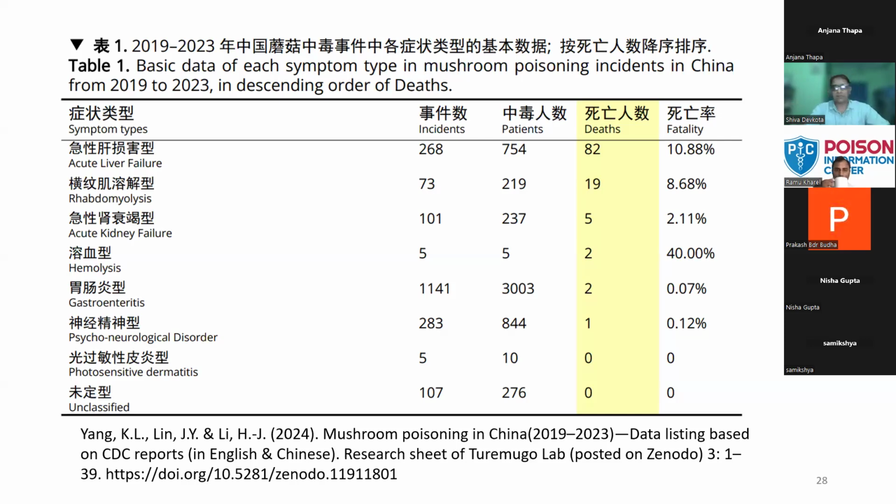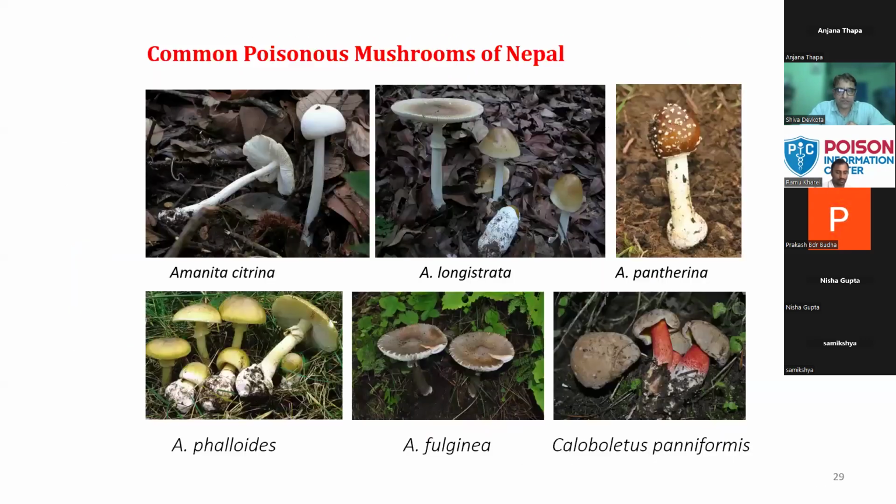So I'm not going to talk much about this kind of science, because I'm not from this background. I'm a mushroom taxonomist, so I'll talk more about that. So I would like to bring some pictures of the common poisonous mushrooms of Nepal.